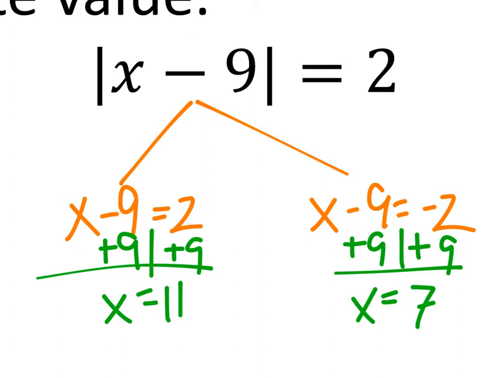So if we said 11 minus 9, the absolute value of that, does it equal 2? It does, because 11 minus 9 is 2. The absolute value of 2 is 2. But if I replace the x with 7 now, 7 minus 9 is negative 2, but remember, you still have to take the absolute value of that negative 2, which is still 2.